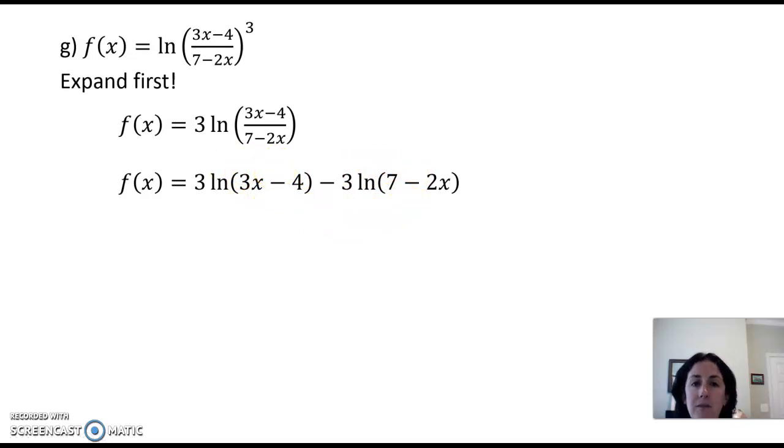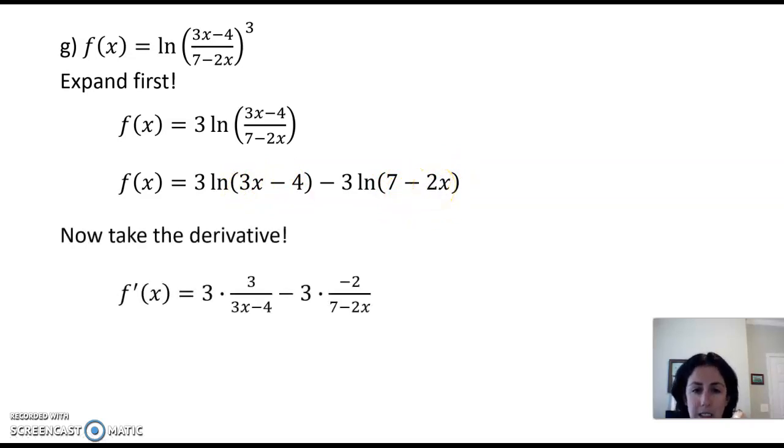And so now I can very easily take the derivative: 3 times u prime over u minus 3 times u prime over u. So the derivative of this inside function is 3 over that 3x minus 4. And the derivative of this inside function is negative 2 over that 7 minus 2x. And so now I can distribute the 3 and distribute the negative 3 to get a nice final answer of my derivative, 9 over 3x minus 4 plus 6 over 7 minus 2x.